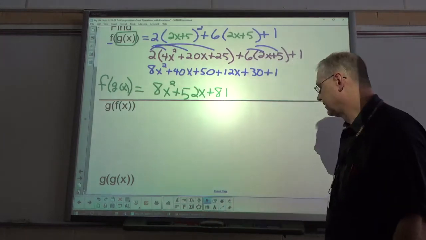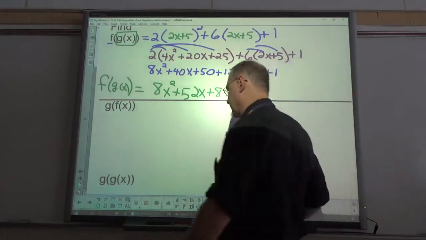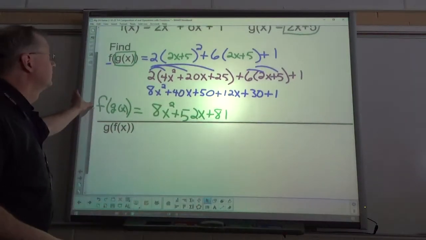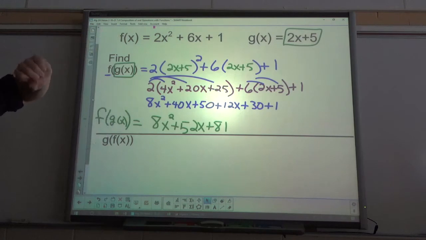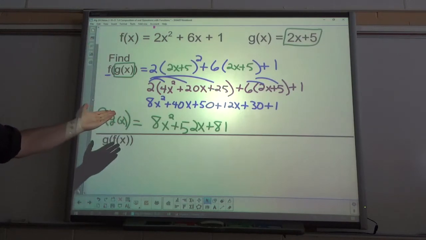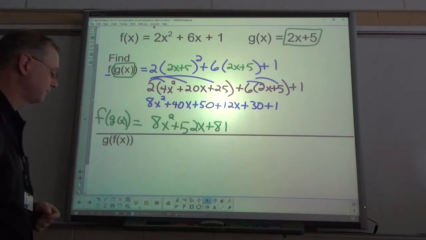All right. See if you can do g of f of x. Remember, f of x is 2x squared plus 6x plus 1. G of x is 2x plus 5. See if you can follow the example and do g of f of x.